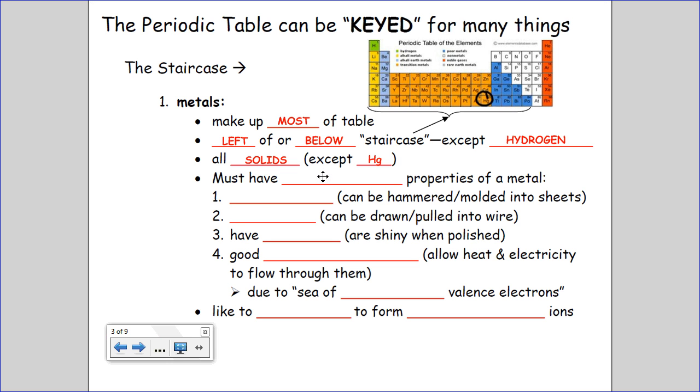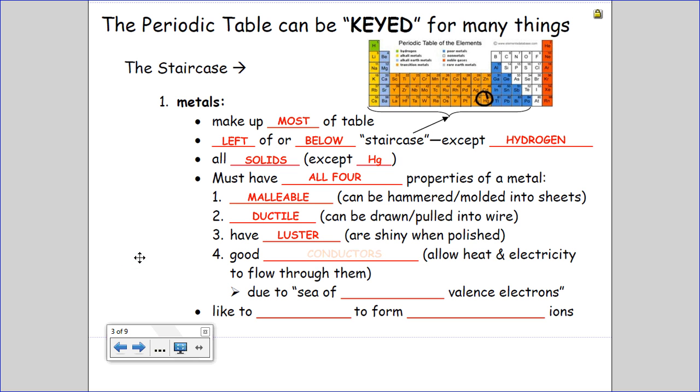They must have all four properties of a metal in order to be a metal. Malleable, that's a fancy name for being bendable. Hammer it or mold it into sheets. Ductile, that is a fancy word for being able to be pulled into a wire, right? Wire is made out of metal. How did it happen? Well, it's ductile. It got pulled into a wire. They have a luster. Luster is a term from earth science. You look for a metallic luster. If it's shiny and silver, well, that's metallic. If it's dull, that's non-metallic.